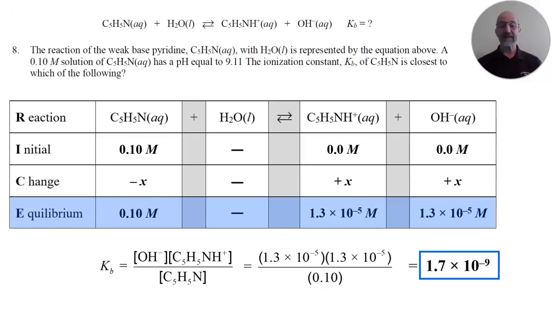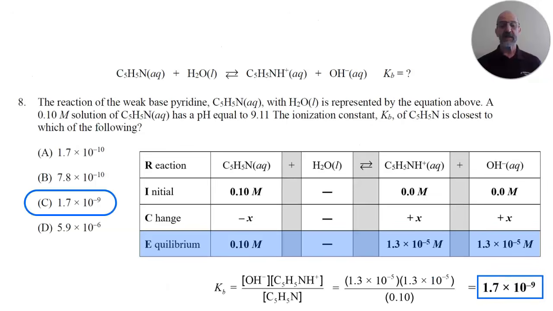So we have now answered question 8. So what's the Kb, or the ionization constant for pyridine? It's choice C, 1.7 times 10 to the negative 9. Now you will see me mention RICE tables in questions 9, 10, and 11 in this packet. So again, a RICE table can be useful when you're working with weak acids and weak bases. Hopefully the answer to question 8 makes sense to you.